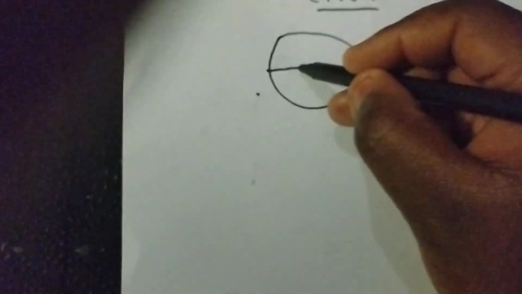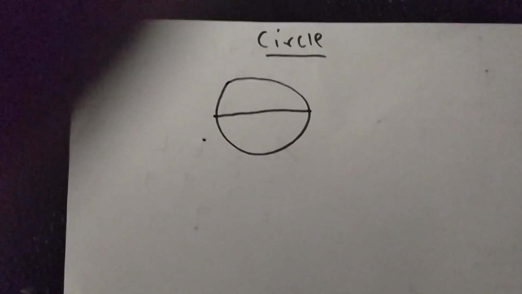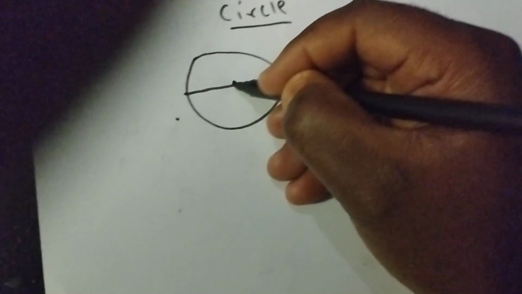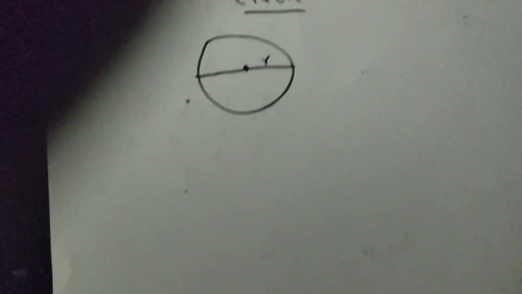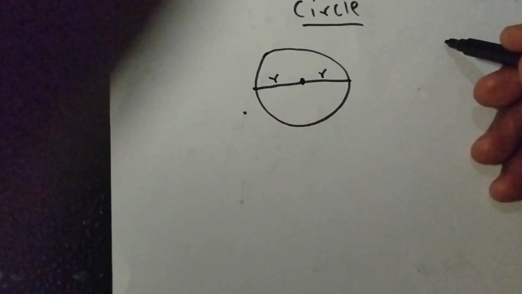So quickly, I want to go to a circle as well, so I can cover all the areas. With a circle, remember, a circle has what we call a diameter. The line that divides the circle into two equal halves is called the diameter. Half of a diameter is what we call a radius. So in a circle, we have two radii, which must be equal in value.